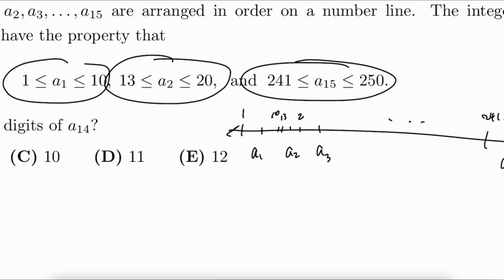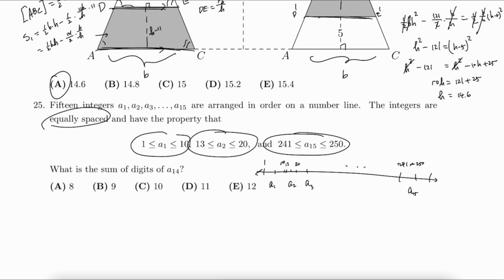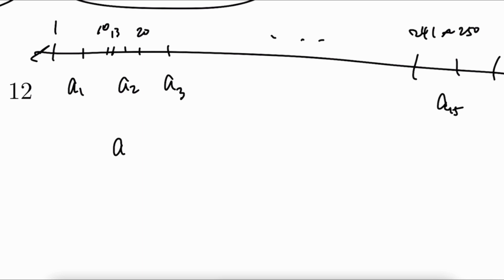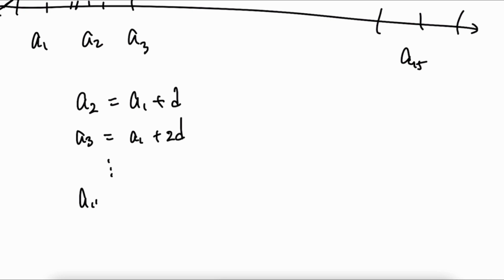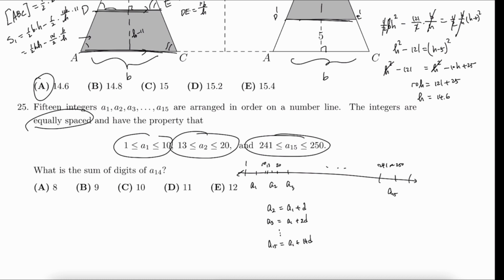Definitely Veritasco, I know. And how do we find this? This is basically an arithmetic sequence because they are equally spaced. So since they are equally spaced, we can say A of 2 is just A1 plus some sort of D. A of 3 is just A1 plus 2D, and A of 15 is just A1 plus 14D. Now, we want to find the sum of the digits of A14. It just doesn't want you to straight up plug it in.